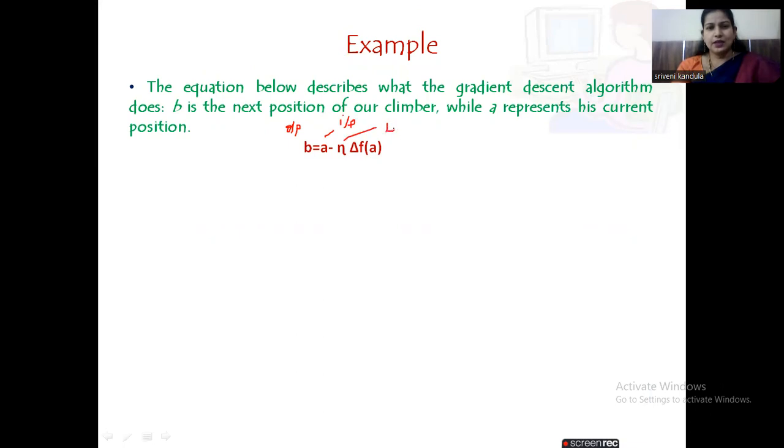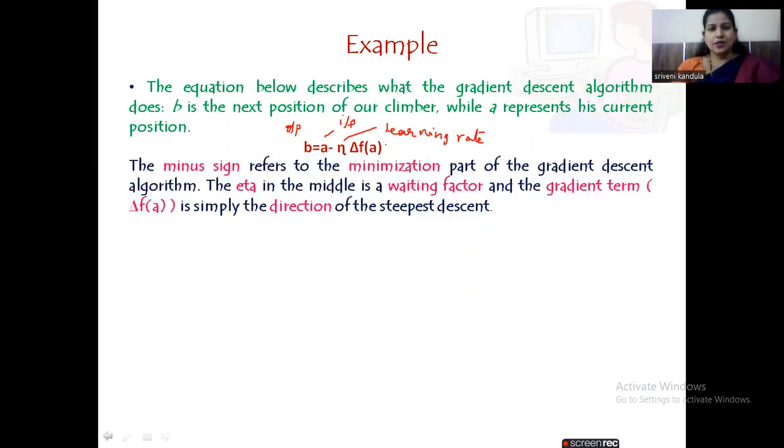And A is the initial weights or the input that we have applied. Eta is the learning rate. And delta F of A, so this is our gradient. And here, if you see this minus sign, okay, the problem is gradient descent, coming down from the mountain.